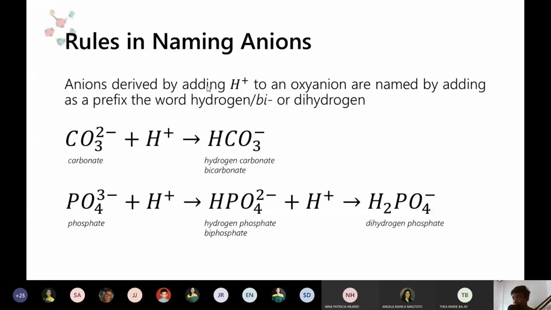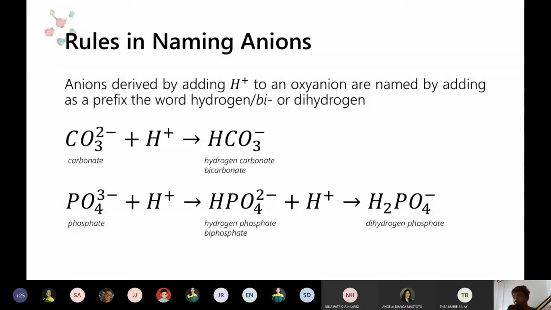Anions derived by adding hydronium ion to an oxyanion are named by adding as a prefix the... I no longer remember that. I made this PowerPoint in the early morning, so I got tongue-tied. So anyway, the idea there is this.